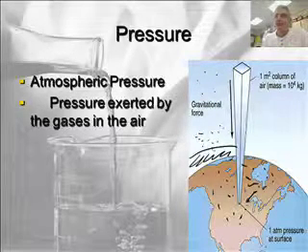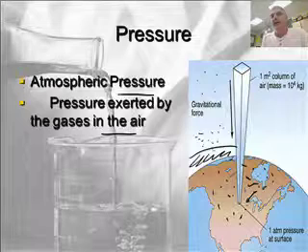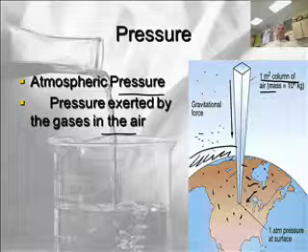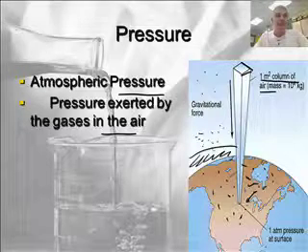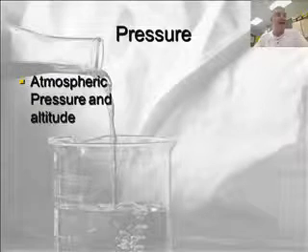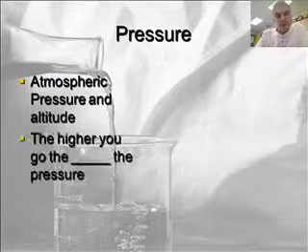So the pressure exerted by the gases in the air is called the atmospheric pressure. So if we had a 1 meter column of air, so this is 1 meter by 1 meter, that's 3 feet by 3 feet, what would be the pressure at the surface? Now at the surface, it sort of depends on your altitude, which we'll talk about. Okay, so the atmospheric pressure and altitude, let's talk.